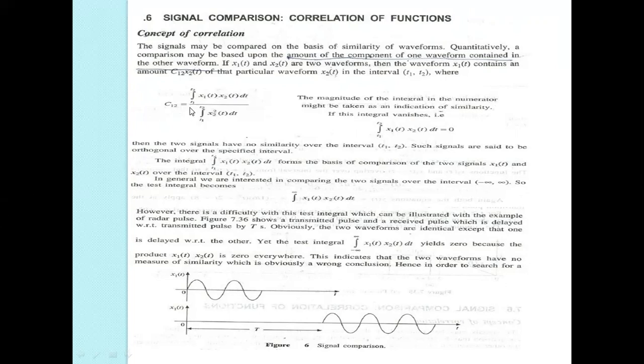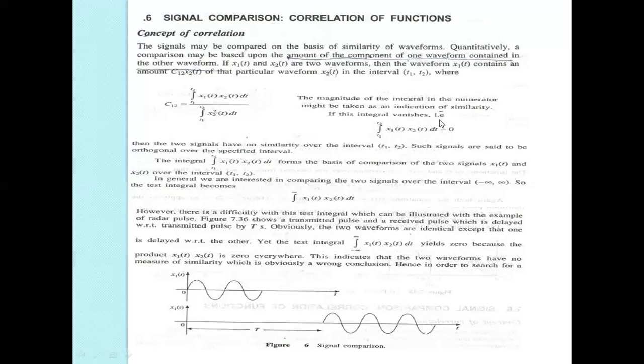So this is an equation. What we know already, Cn is equal to the integral t1 to t2 f of t xn of t dt, whole divided by the integral t1 to t2 xn square of t dt, is the orthogonality approximation of the signal. In the C12 equation, the magnitude of the integral in the numerator might be taken as an indication of the similarity.